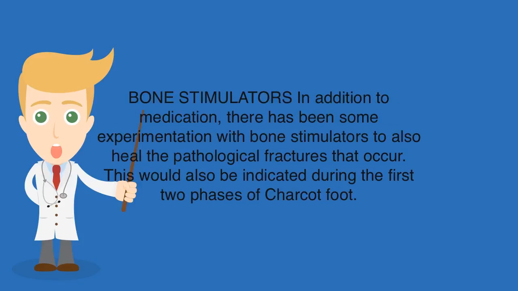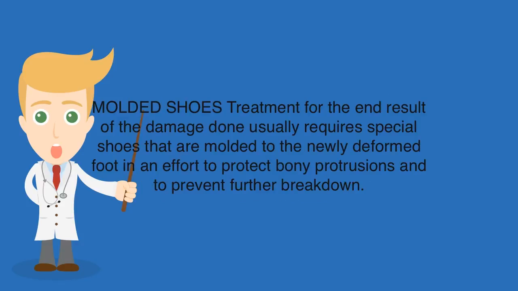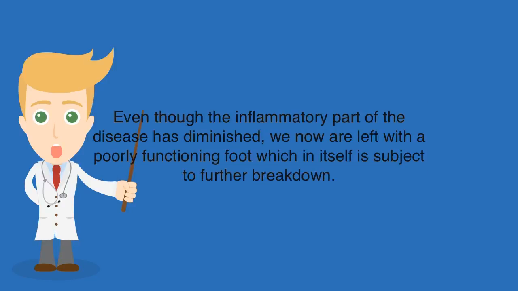Bone stimulators. In addition to medication, there has been some experimentation with bone stimulators to also heal the pathological fractures that occur. This would also be indicated during the first 2 phases of Charcot foot. Molded shoes. Treatment for the end result of the damage done usually requires special shoes that are molded to the newly deformed foot in an effort to protect bony protrusions and to prevent further breakdown. Even though the inflammatory part of the disease has diminished, we now are left with a poorly functioning foot which in itself is subject to further breakdown.